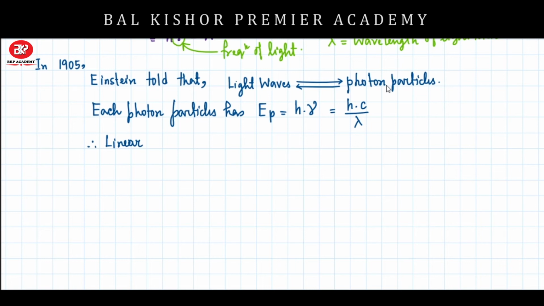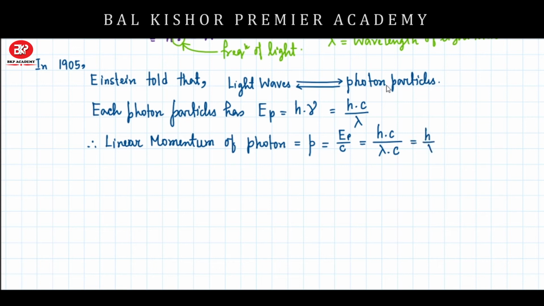Linear momentum of photon particles. Linear momentum of the photon, if we denote it with small p, will be E by c, where Ep is the energy of the photons. So we can write h into c divided by lambda into c. If we put the value of Ep, it comes out as h by lambda. So the momentum of the photons is h by lambda. From this example we can see that light carries both wave nature as well as particle nature, and this is called the wave particle duality of light.